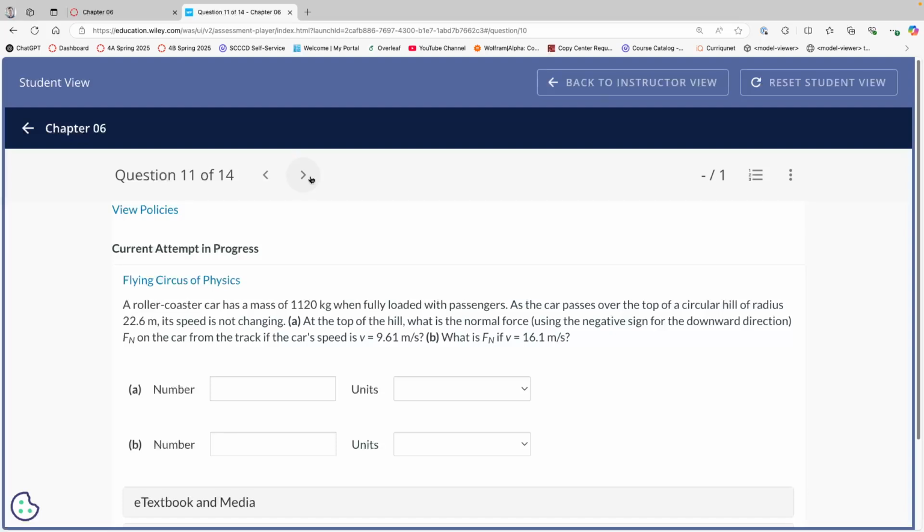When we did it in class, our roller coaster car was upside down, wasn't it? So our normal force was pointing down. This is a situation where we're going over the top of a hill. Normal force will be pointing up.